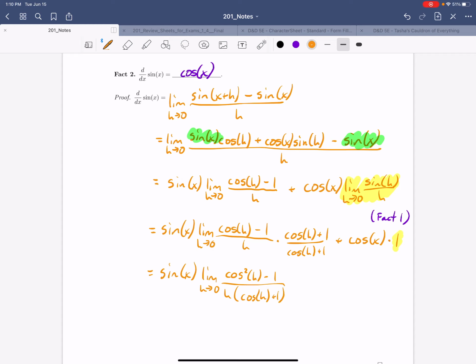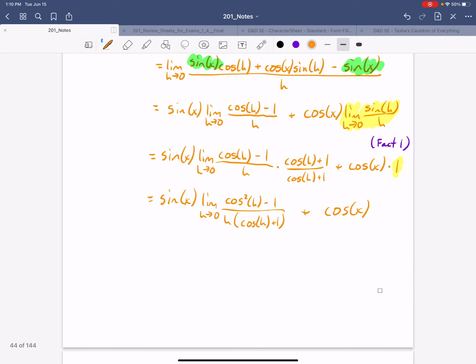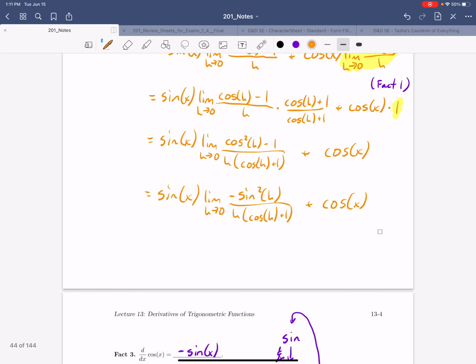And then I guess over here we've got plus cosine of x. All right, well, why is this useful? Well, remember that special identity, sine squared plus cosine squared is 1, right? Well, I guess that means that 1 minus cosine squared is sine squared, or cosine squared minus 1 is negative sine squared. And I guess we can be a little creative about breaking this up, right? Because we're still getting a 0 over 0.